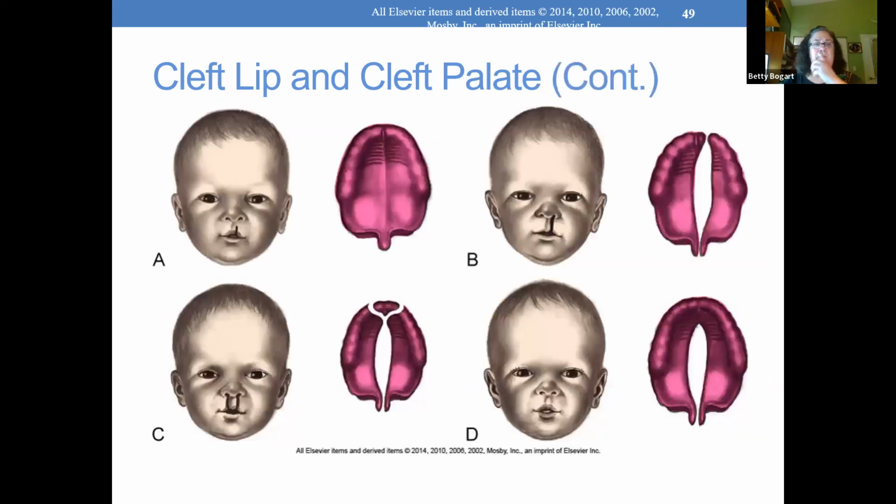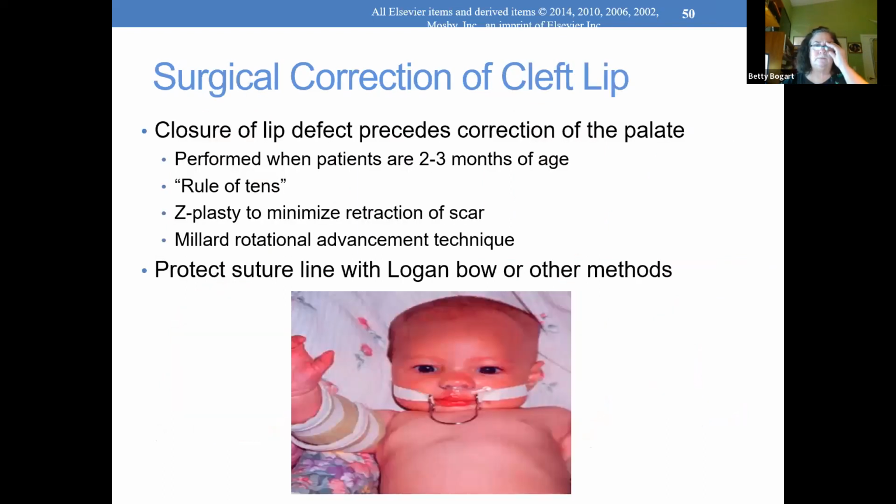It could be one side, both sides, and it could be palate or no palate. So the cleft lip they close first, because think about feeding. These children need to put their mouth around a bottle or a breast to eat. So we try to get it done fairly quick, about 2 to 3 months. And that little Logan bar there is to prevent them from getting to their lip and picking at it, because that's what kids do.